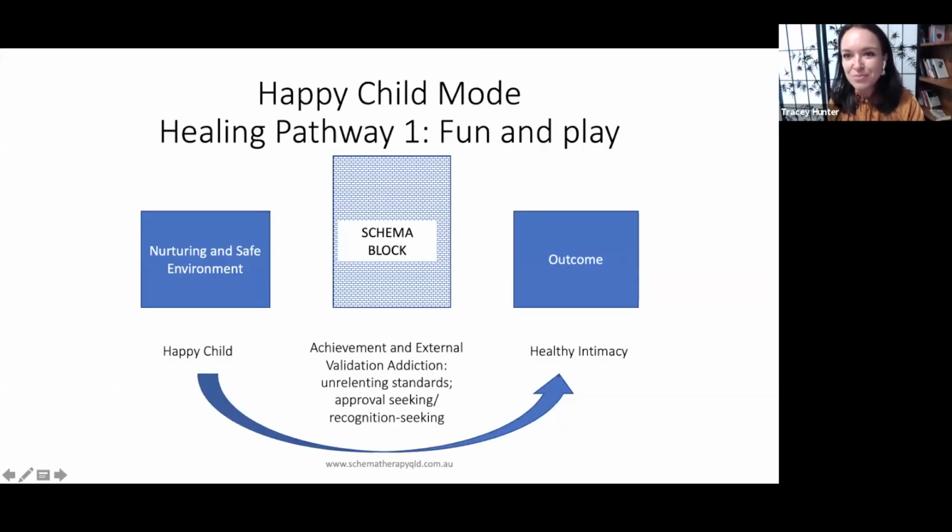Okay, so as per my other webinars, I've got a few pathways for you to consider for your clients, so you can get a better sense of what you're dealing with when clients or couples come in and say, we're not connecting well at the moment, there's not a lot of intimacy, we're in a bit of a rut, that type of thing. Here are some ideas for you to explore.